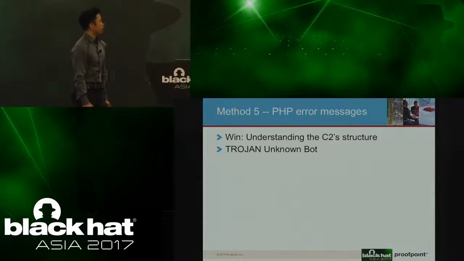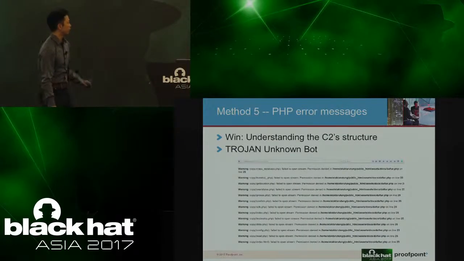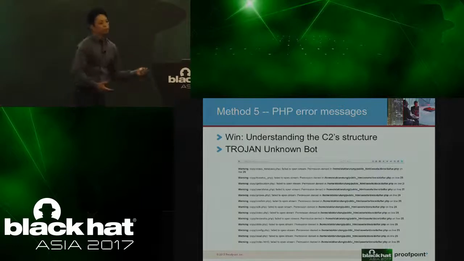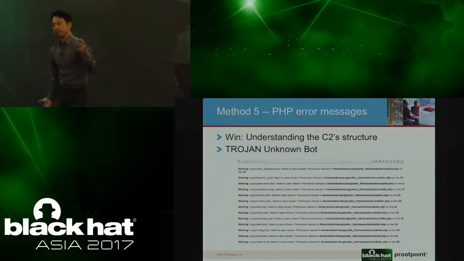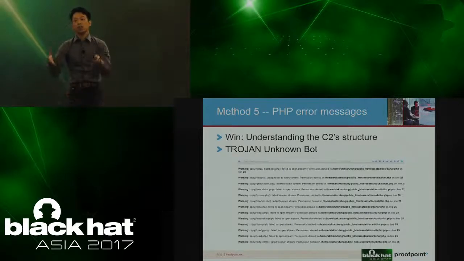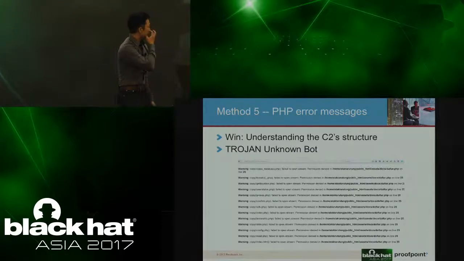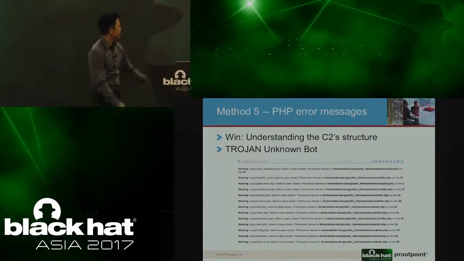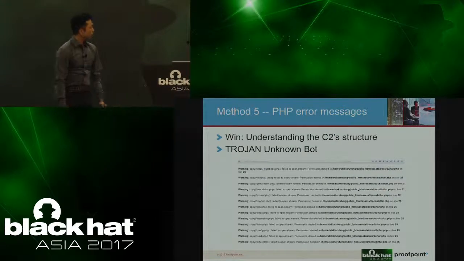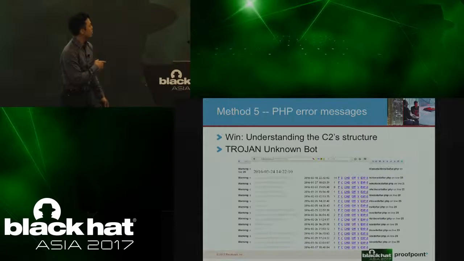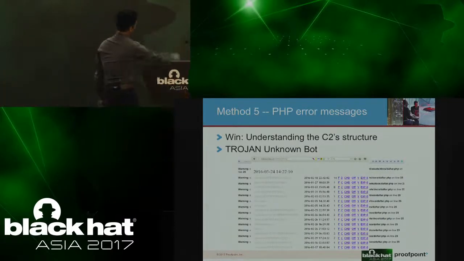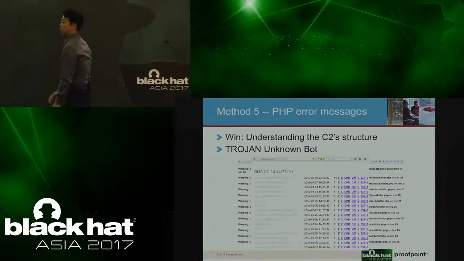PHP error messages. We love PHP error messages, right? Just somehow trigger an error in their PHP code, and if they turn it on, it's going to dump out all of the directory information. And this worked against a Trojan group that we were tracking. And although it looks pretty simple, this is their command and control.